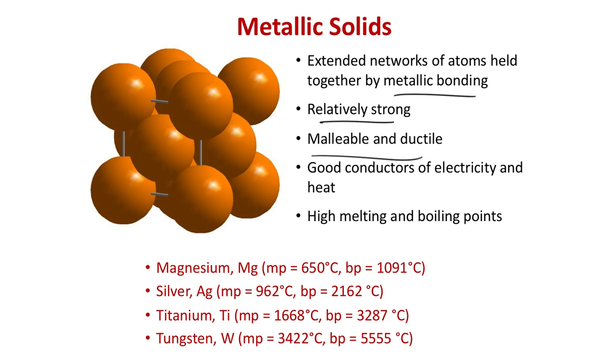Most metals are malleable and ductile. That means you can pound them into sheets. You can stretch them into wires. So the pounding into sheets is malleable. Ductile is stretching into a wire. So you can make most metals into a wire.